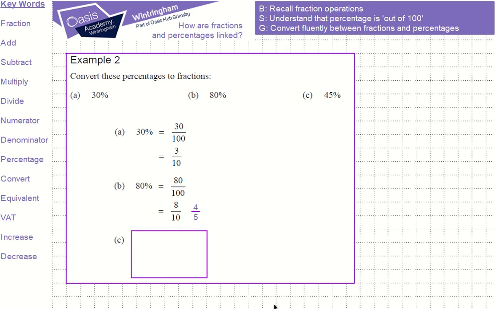And the last one, part C, we've got 45%. And again, the same method, divide by 100, 45 over 100. This time we can simplify by dividing by 5. So we're going to get 9 over 20.